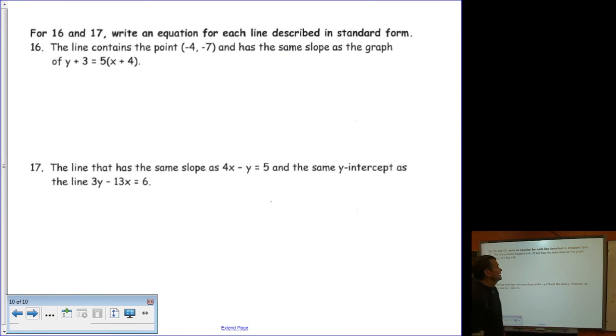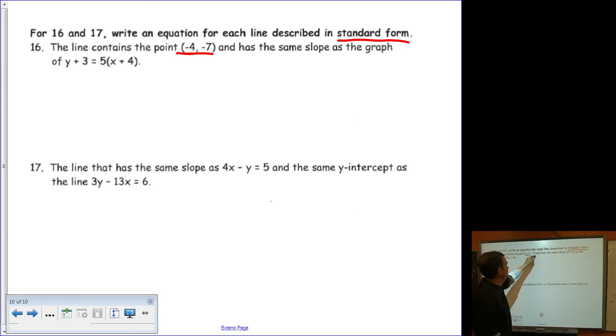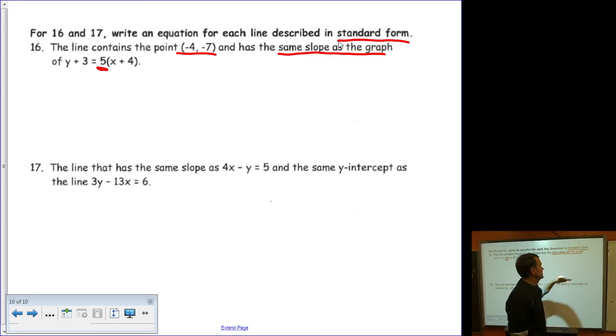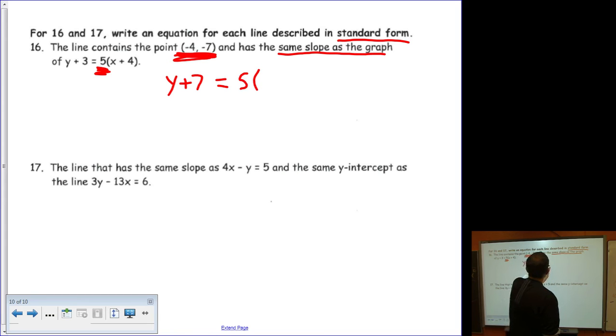Number 16, I need to write an equation for each line in standard form. All right, I'm trying to write an equation in standard form, so I'm going to start by using point-slope form. My line contains this point and has this slope, because it says the same slope as the graph of this line. So this is the point I'm going to use. That's on my line. And this is the slope I'm going to use. And my equation would be y plus 7, right? Y minus negative 7 equals 5 times x minus negative 4.